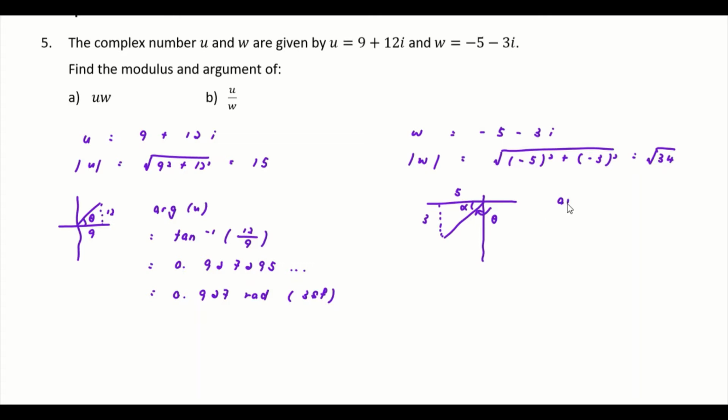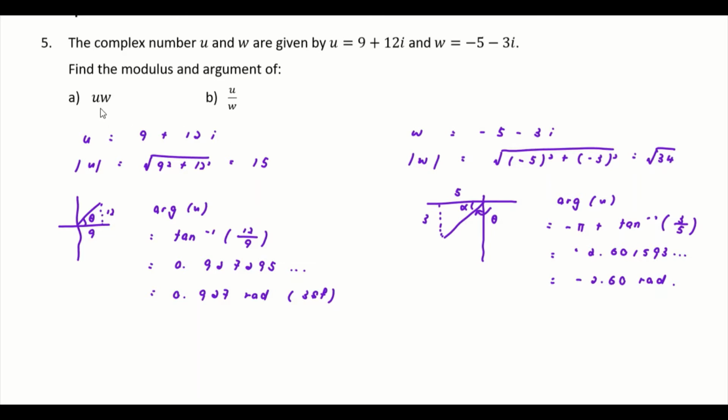Okay, so my argument of w will be equal to negative pi plus shift tangent of 3 over 5. When we solve it, we get negative 2.601593 and so on. So in 3 significant figures, that is negative 2.60 radians. Okay, so we are going to use this result to help us find the modulus and the argument for the product and quotient.